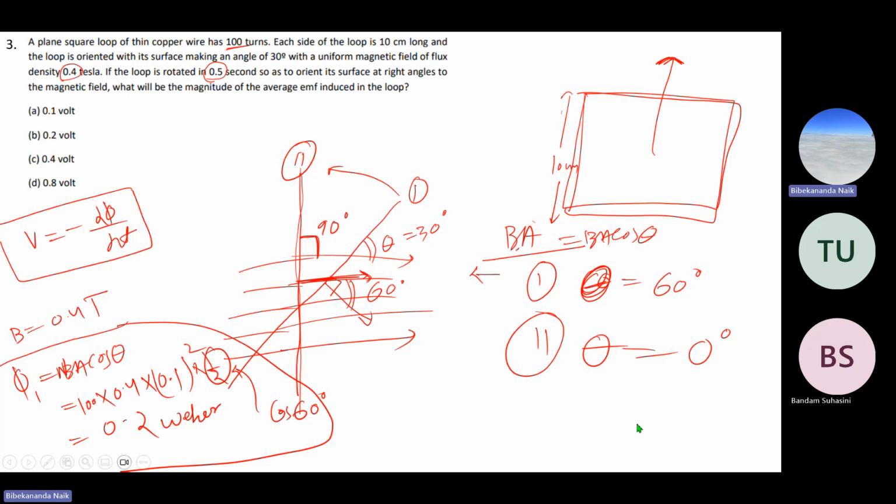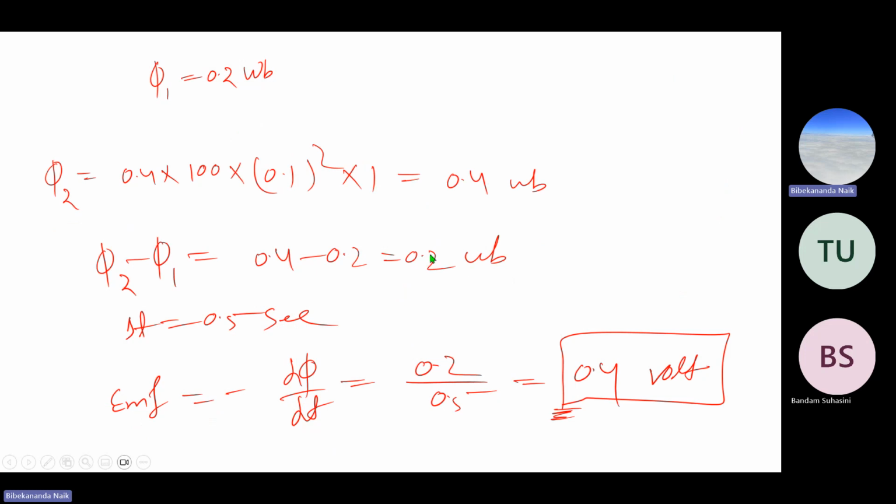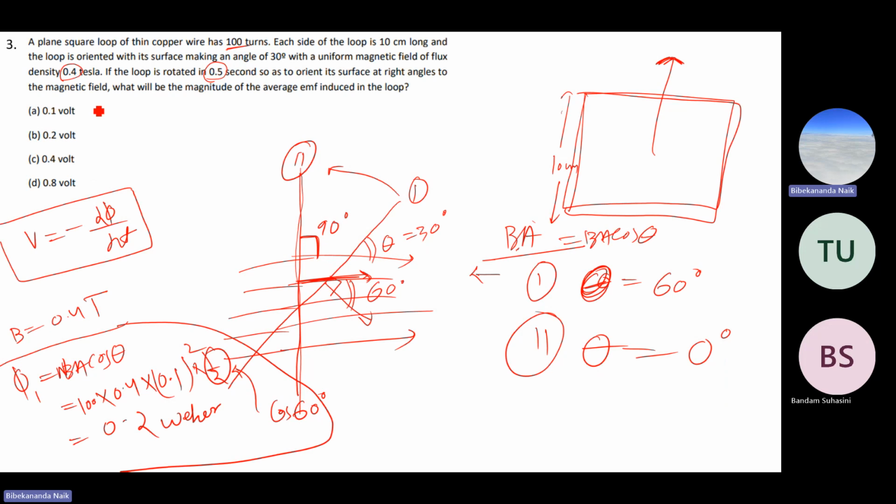So in the first case, the magnetic field strength is 0.4 Tesla, so the magnetic flux is 0.2 Weber, because cos 60 is 1 by 2. But here, cos 90 is 0, so the area vector angle is 0 and cos 0 is 1. So we calculated it as 0.4 Weber. The change is 0.4 minus 0.2, 0.2 Weber, attained in a time period of 0.5 second. So the EMF induced will be 0.4 volt. The correct option will be option C, 0.4 volt.